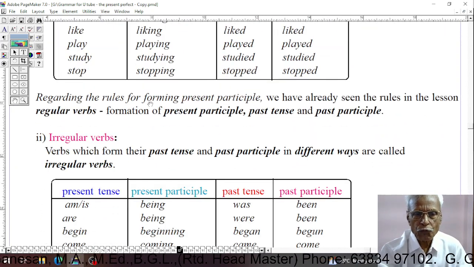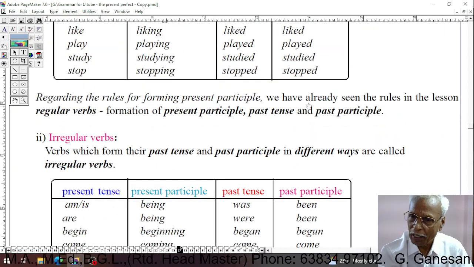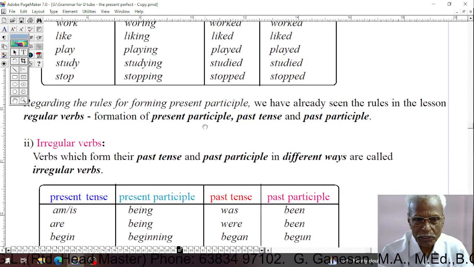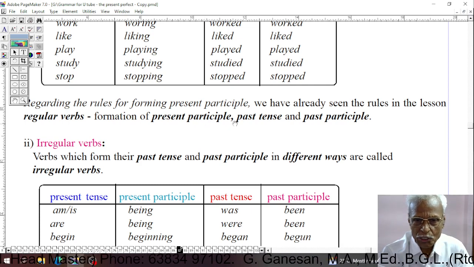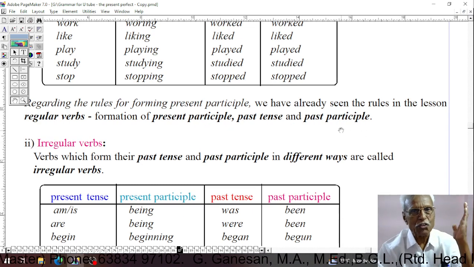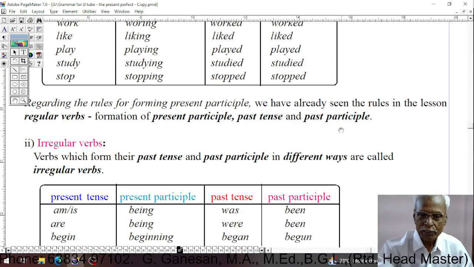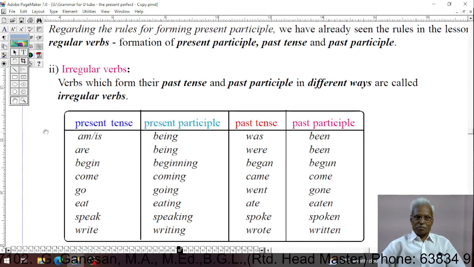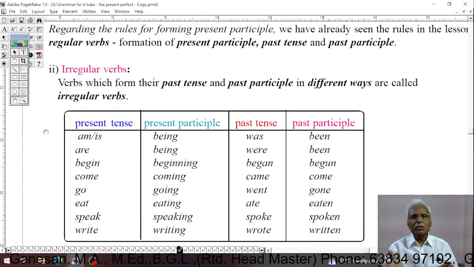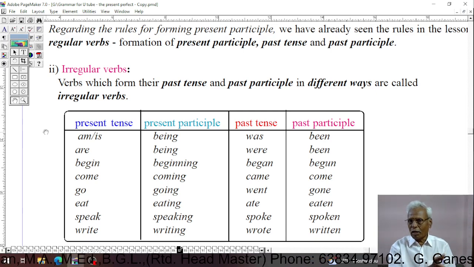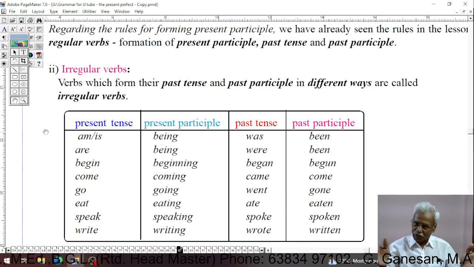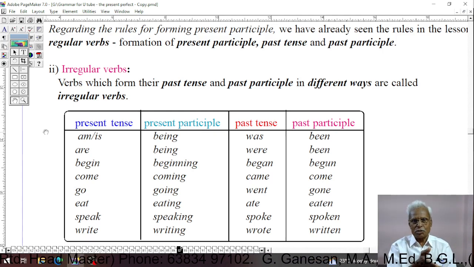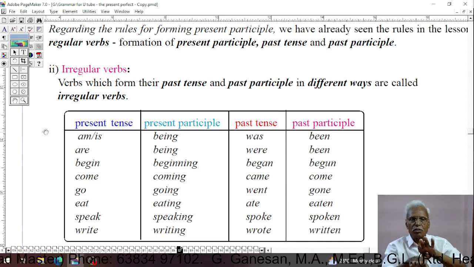So regarding the rules for the formation of present participle, past tense and past participle, we have already seen them in that lesson. Then let us see irregular verbs. What are irregular verbs? Verbs which form their past tense and past participle in different ways, that is, without adding ed or d, are called irregular verbs.